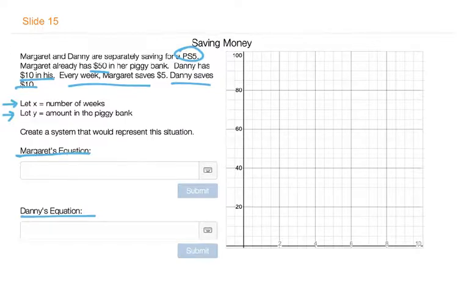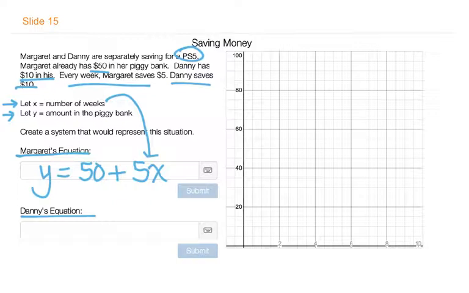All right, let's talk about Margaret. So what do we know? We know that Y is how much money she has in her piggy bank. So Y is equal to, what do we know? What did she start with? She started with $50 in her bank account. And how much did she save each week? Well, she saved $5 for every week. So I'm going to use X right here. So for every week that she is saving money, she saved $5. She started with 50. So this is Margaret's equation.